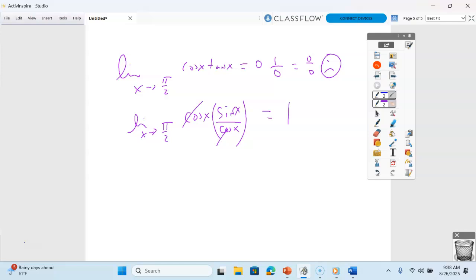Wait, how is cosine x times tan x 0? No, cosine x is 0. Tan x is 1 over 0. So I get 0 over 0, and I don't know what I got. Oh, wait, I get it. All right, we're going to try the third one there. Good luck, it's a trap.